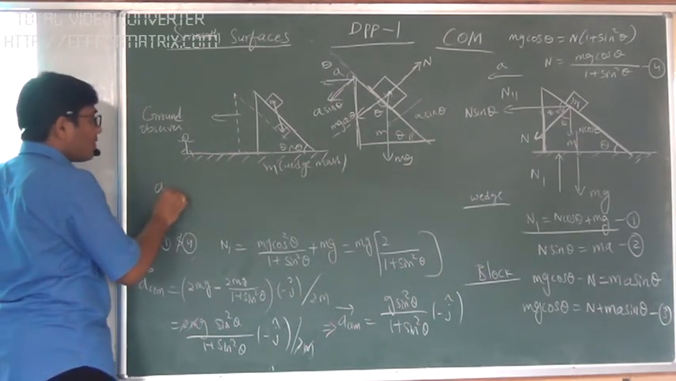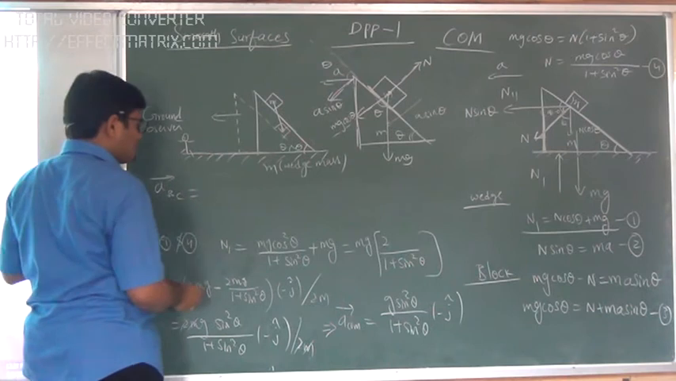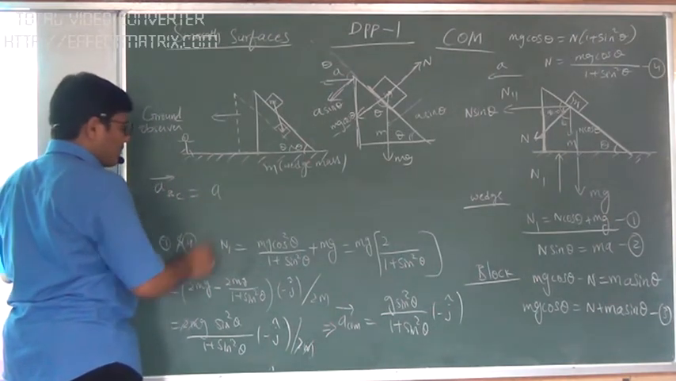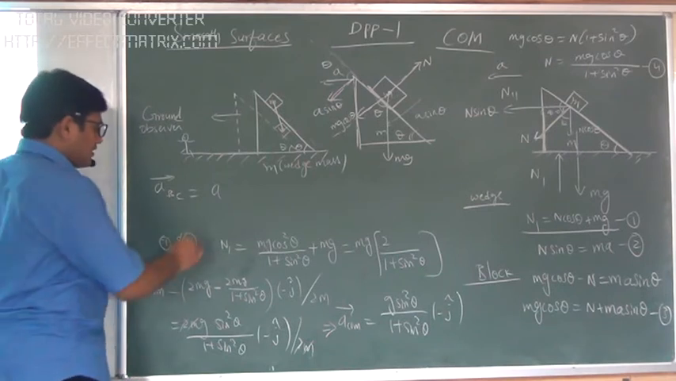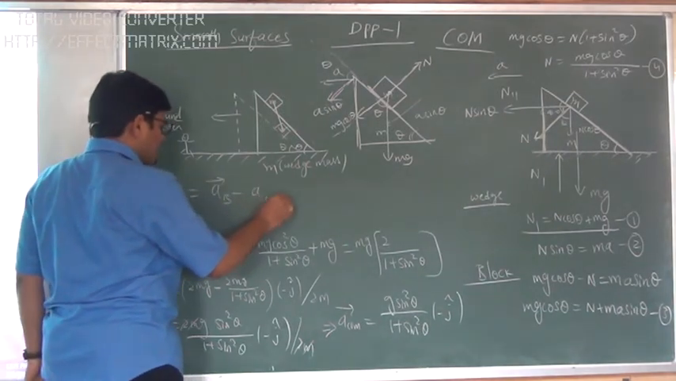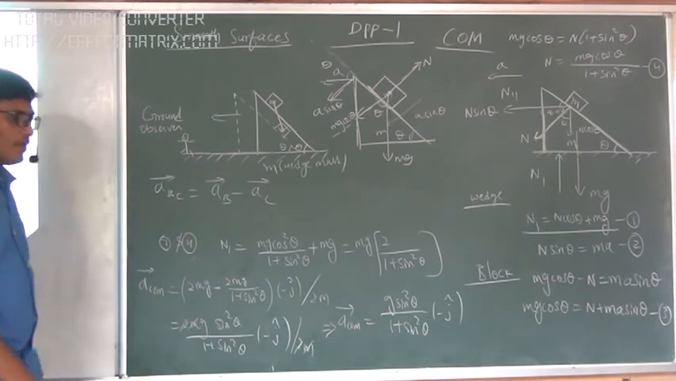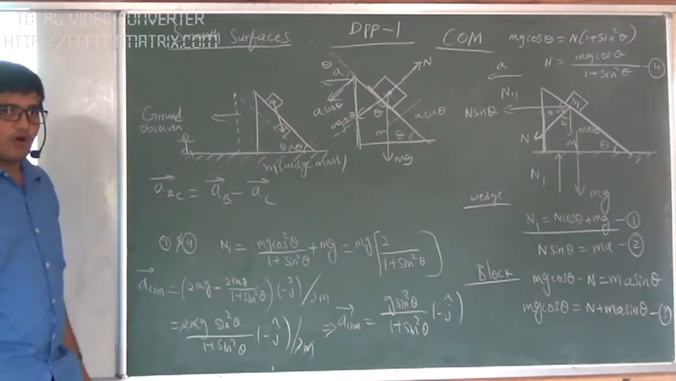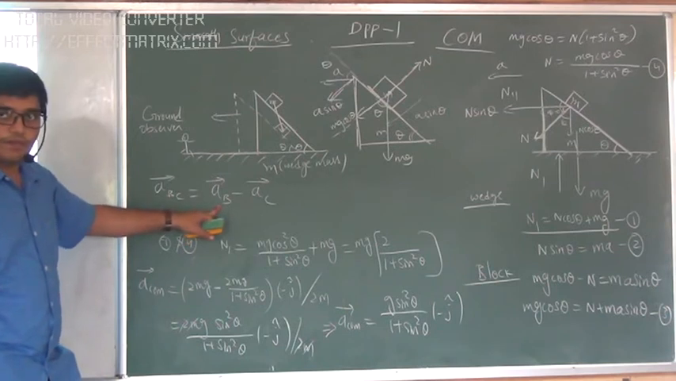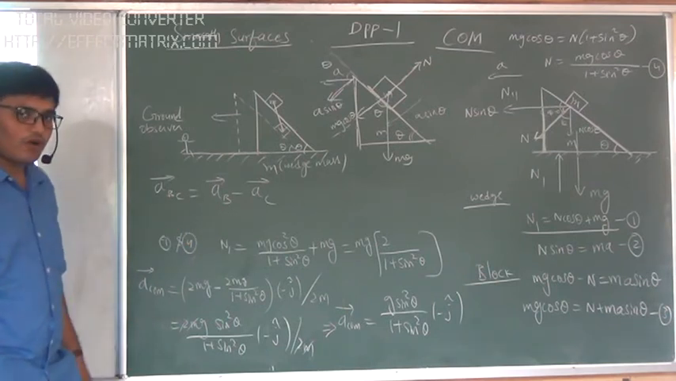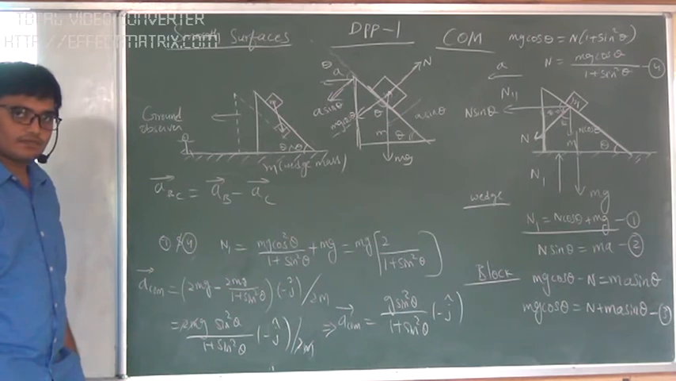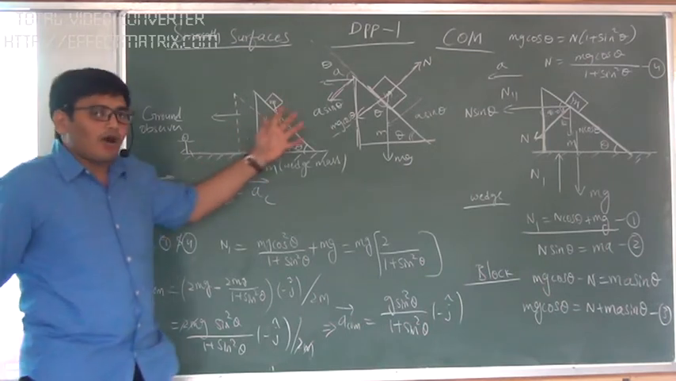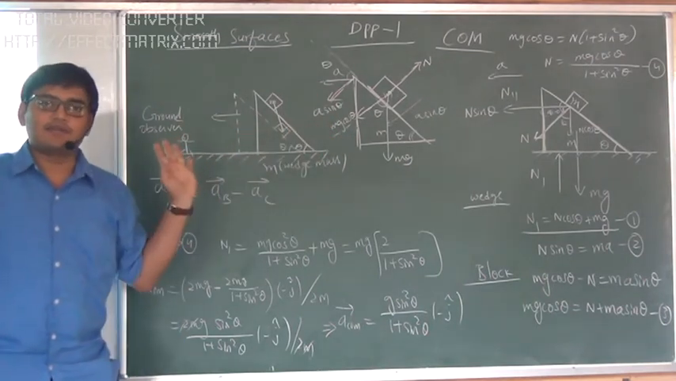Acceleration of the block with respect to center of mass is nothing but what we will get? Acceleration of the block minus acceleration of mass. Okay. How we can get acceleration of the block with respect to center of mass? You have the center of mass of the whole block and wedge system, in isolation.